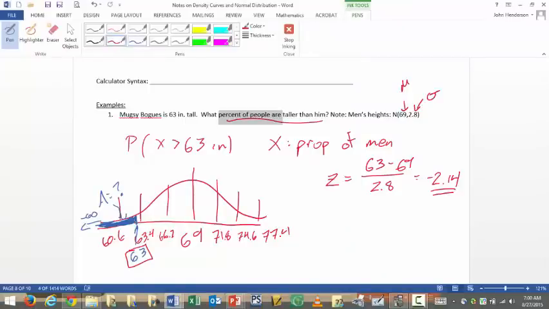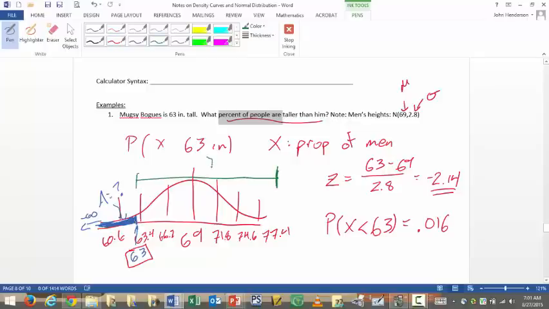So we come back here. So the proportion of men, oh, I realized now all of a sudden I wrote that. Oh, we want taller. I realized that I've done this whole problem backwards. I'm finding the percentage of people that are shorter than him just now in the calculator. So, well, I'll do it this way. The proportion of men that are shorter than Muggsy Bogues is 0.016.